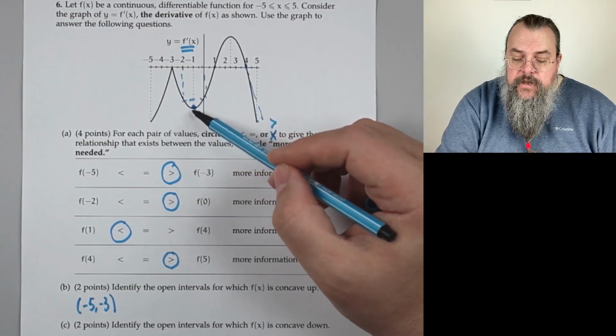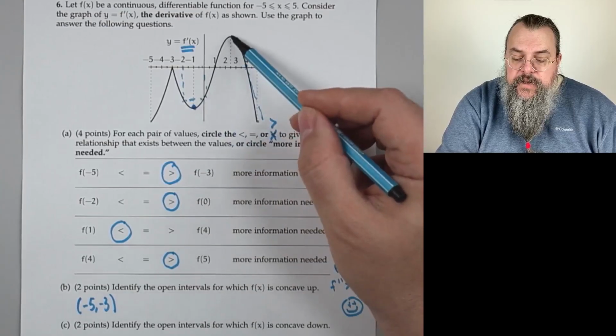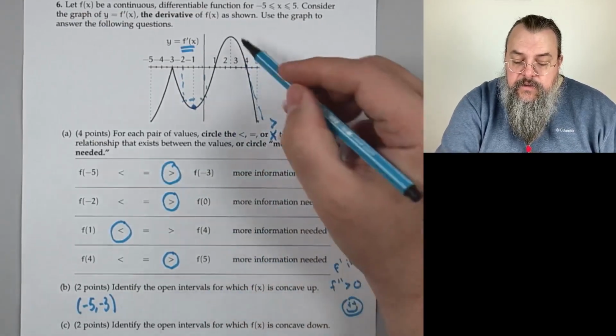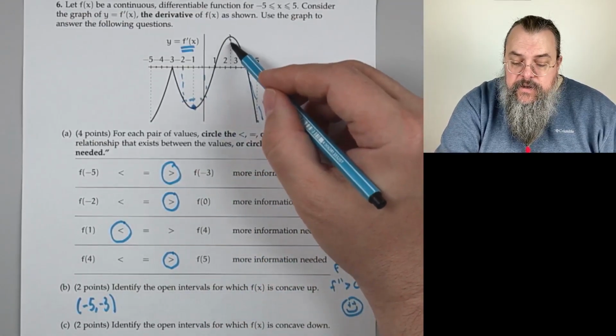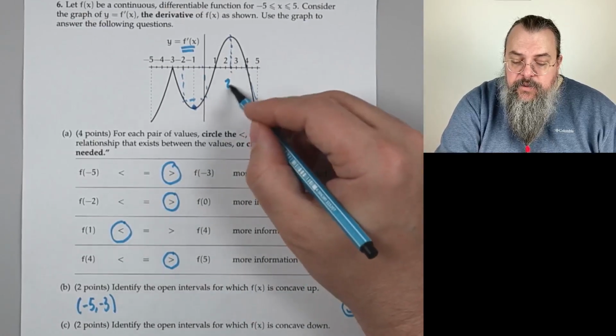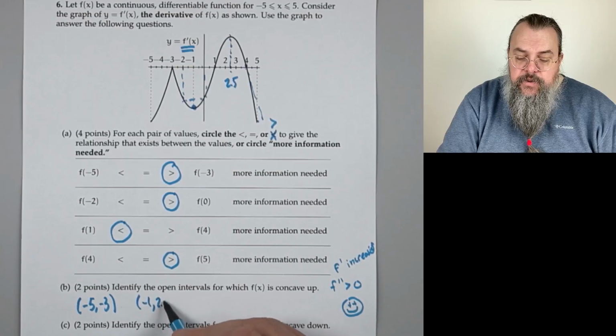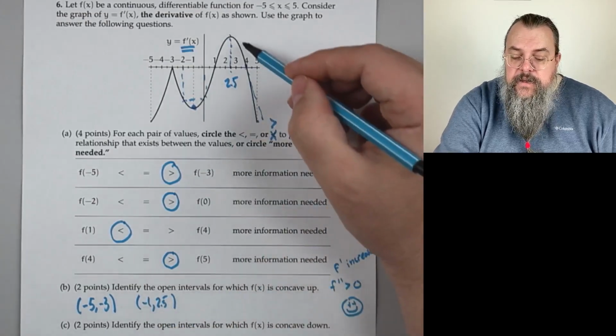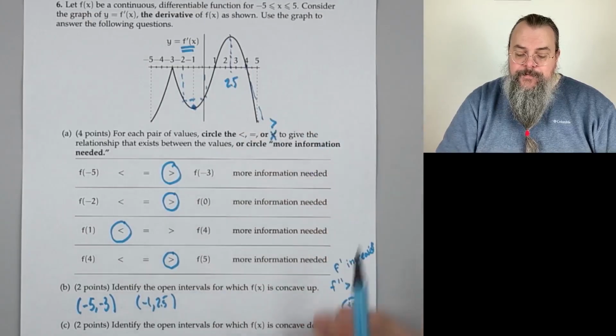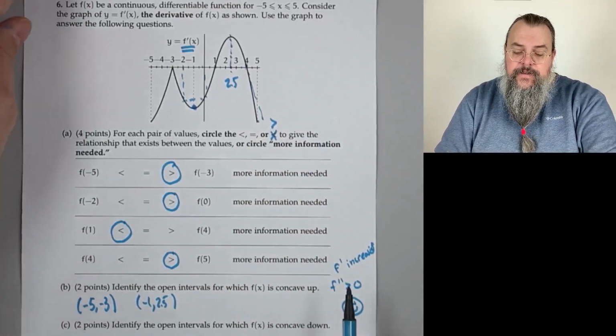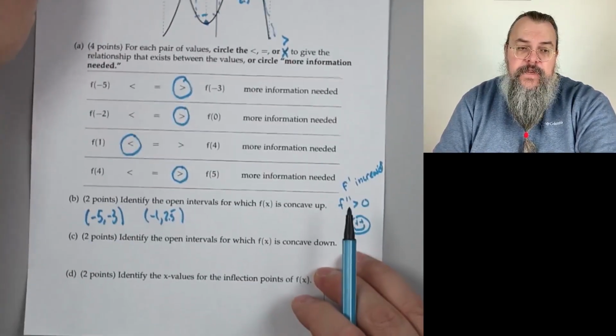At -1, we go back to going up. Okay, so that goes from -1 to, let's see, where is that at? That looks like about 2.5. So -1 to 2.5, and then we're going down again. Okay, so that's concave up.